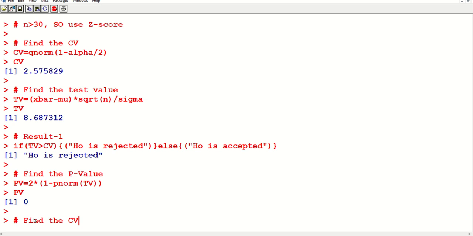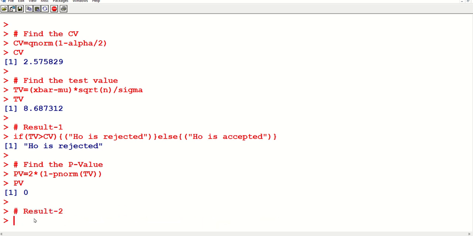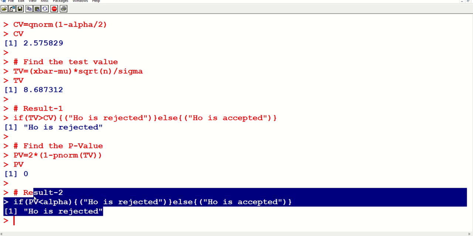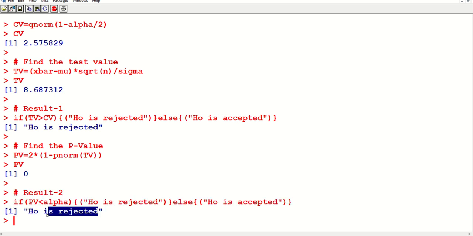Okay, now we can find another result. How? You can compare the p-value with alpha, and you can see the answer is rejected. So whether you compare the test value with the critical value or you compare the p-value with alpha, the answer is coming the same, rejected.